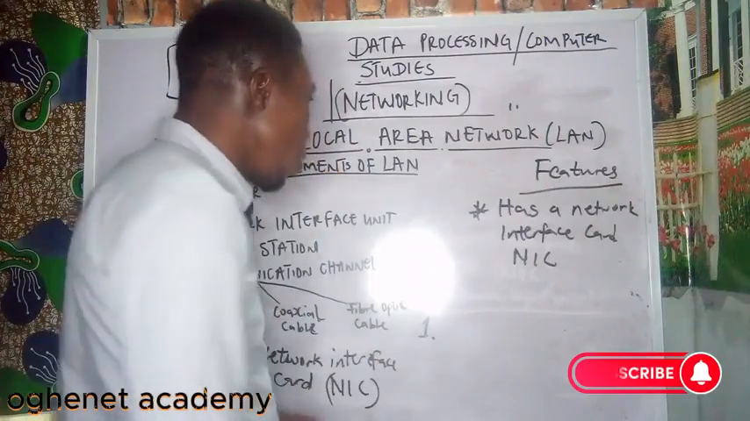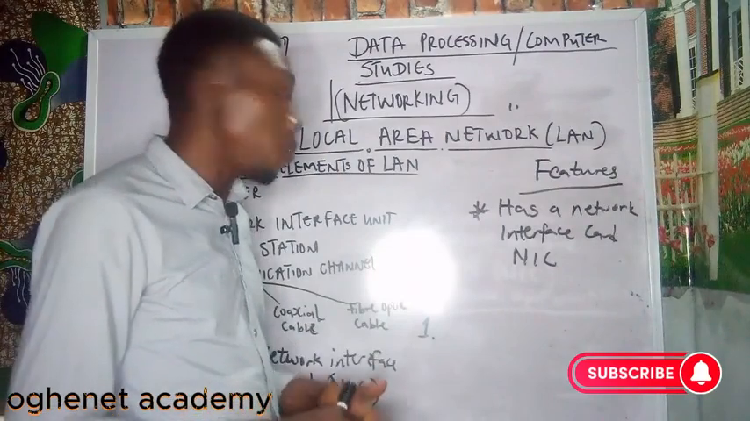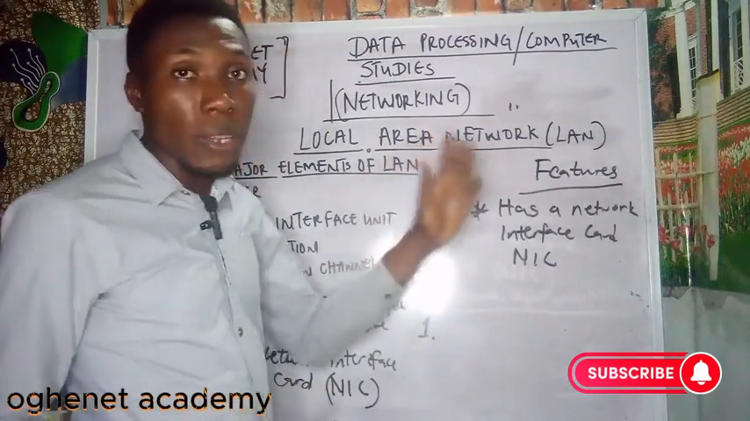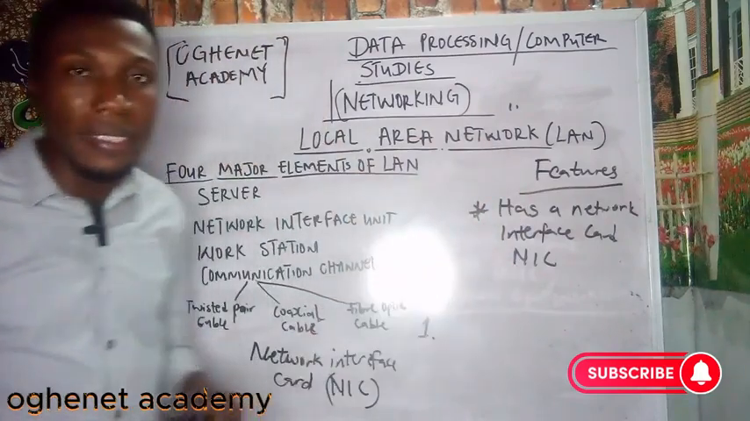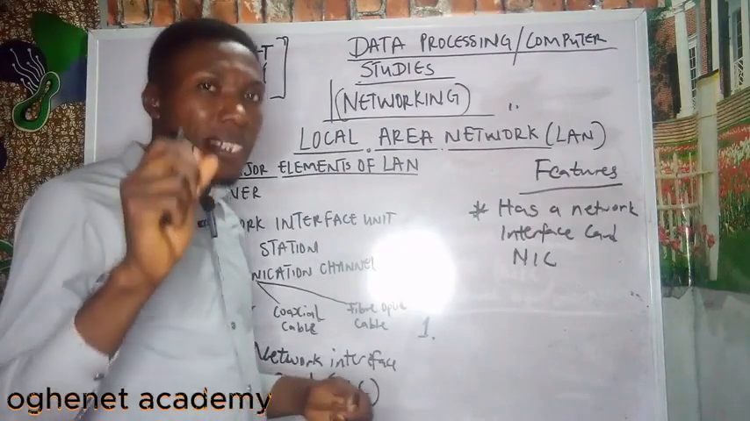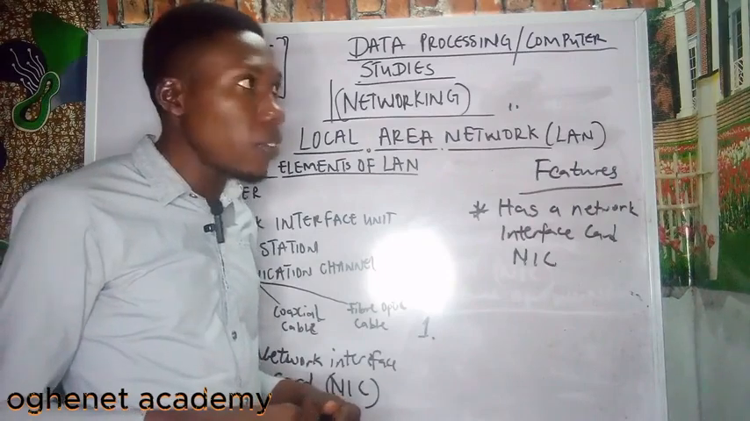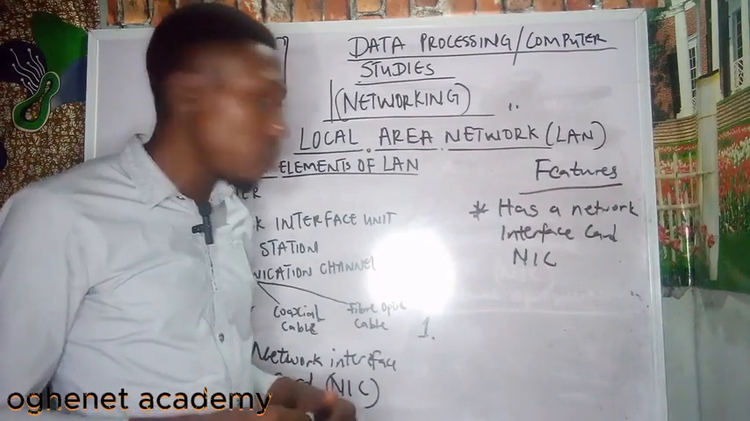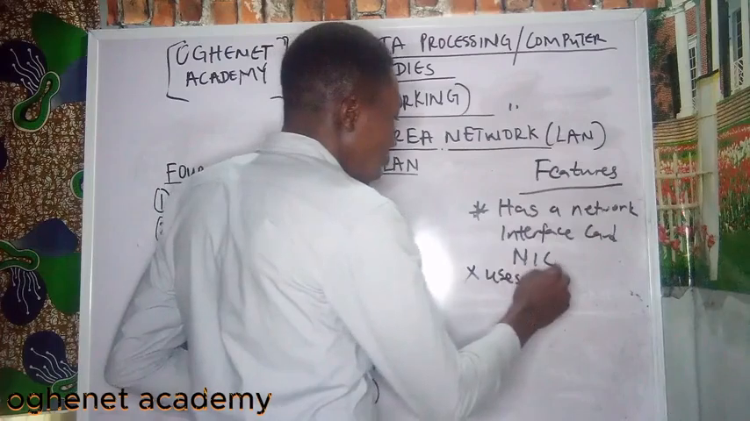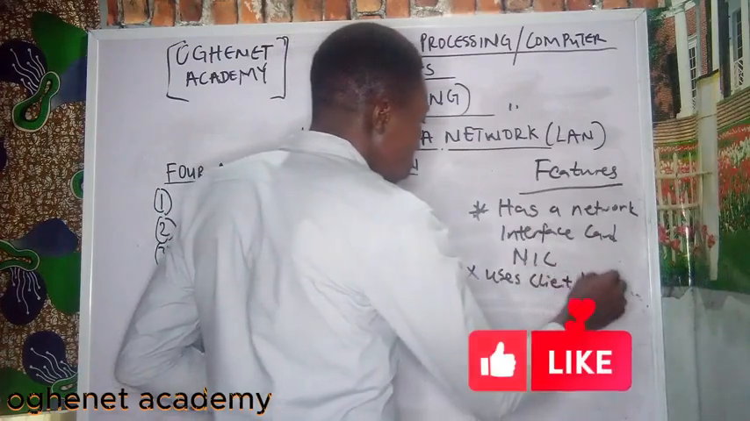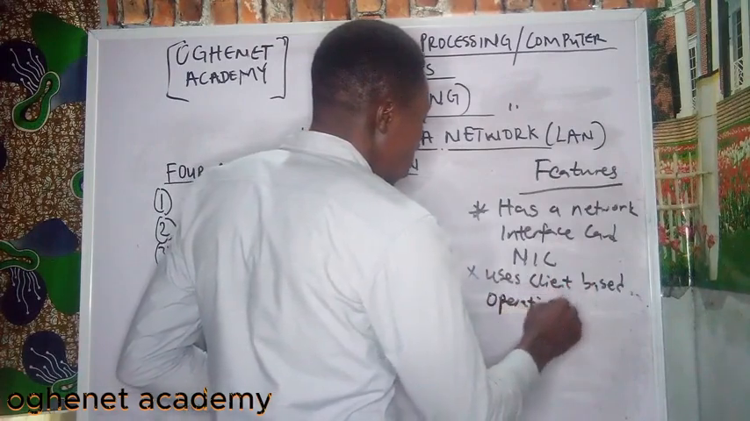Another function or feature, because we're talking about features, we just finished functions. So we are talking about features now. Another feature of the workstation is that the workstation actually makes use of a client-based operating system. Uses client-based operating system.